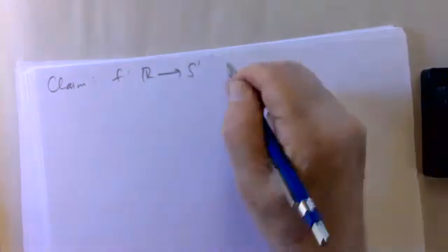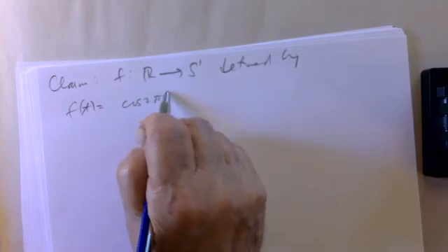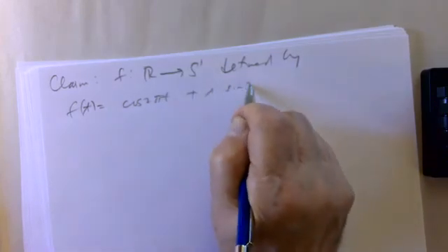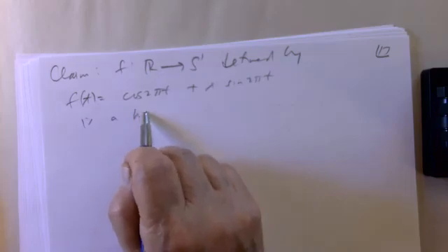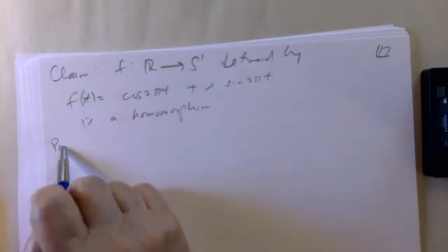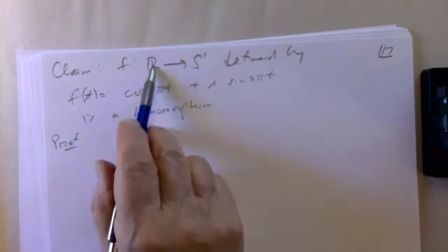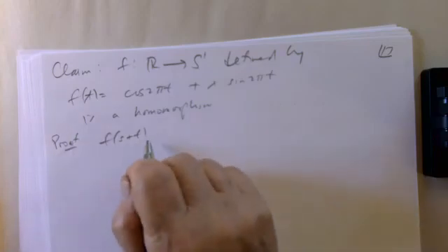I claim the function f from the real line to the unit circle defined by f of t equals cosine 2 pi t plus i sine 2 pi t is a homomorphism. So a claim needs a proof. So this is an additive group. What is f of s plus t for any two real numbers s and t?